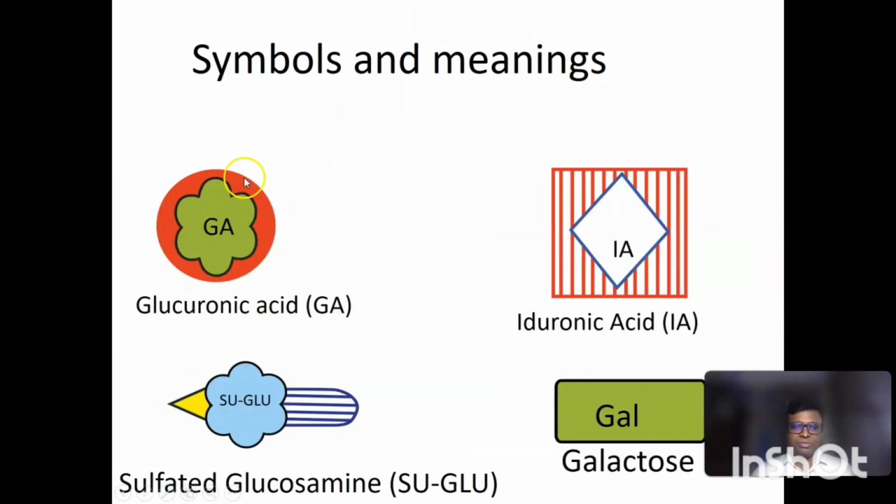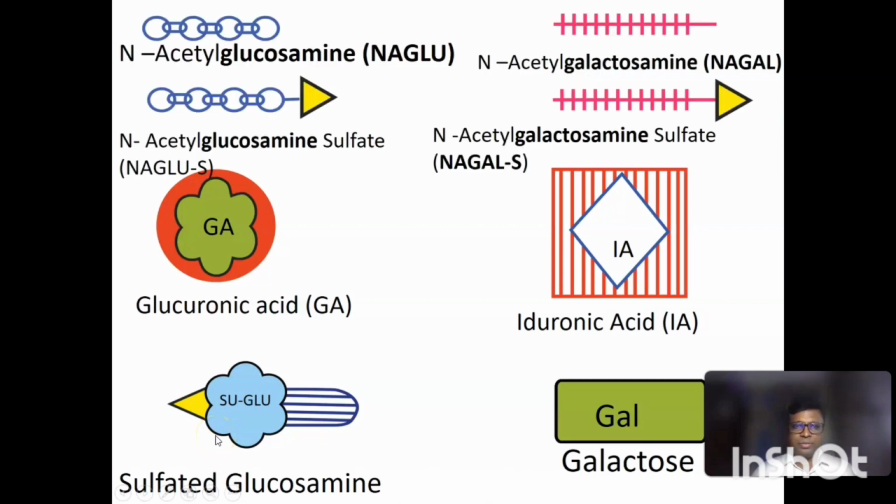And this flower-like structure with a red surrounding represents glucuronic acid, and similarly this rhombus-shaped structure with a red surrounding represents iduronic acid, and this green rectangle represents galactose, and this missile-like structure represents sulfated glucosamine. So this is a comprehensive image to help you memorize all these structures.